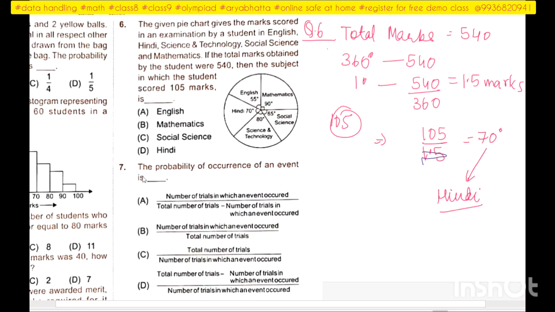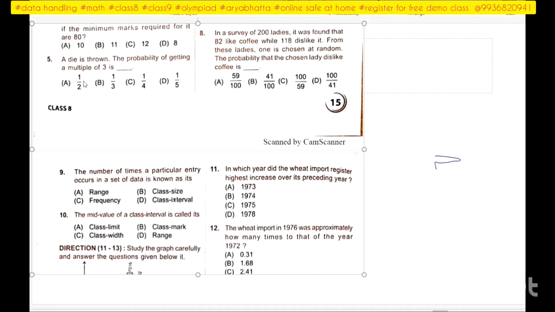Now see the next question. Question number 7. The probability of occurrence of an event is, what is the probability? I already told you, event upon total outcomes, right? Event upon total outcomes. This is called the probability. So tell me which option will be right. A die is thrown, the probability of getting a multiple of 3. So they are asking for multiples of 3, right?